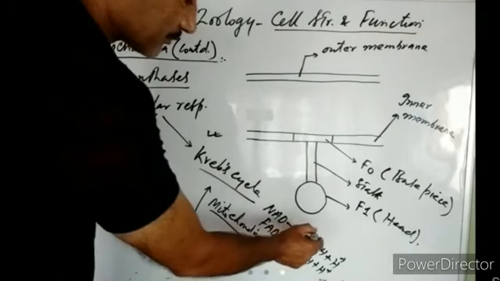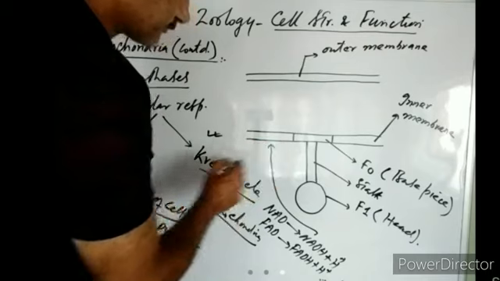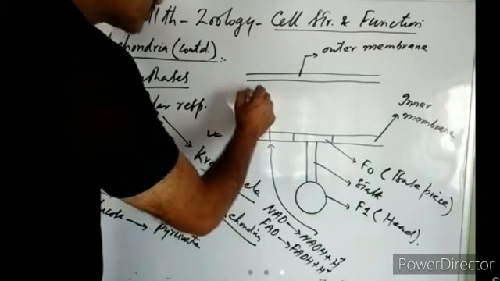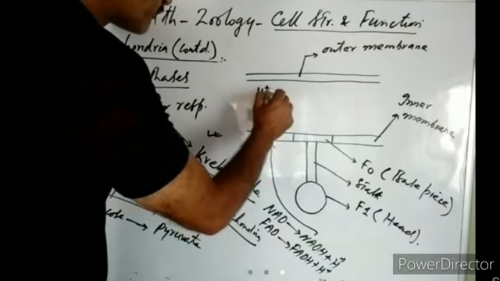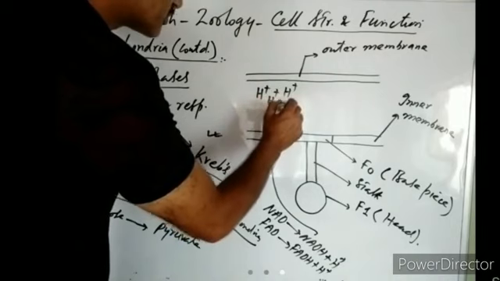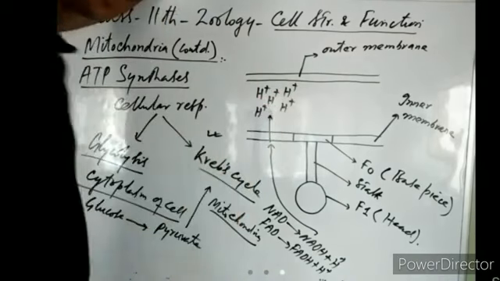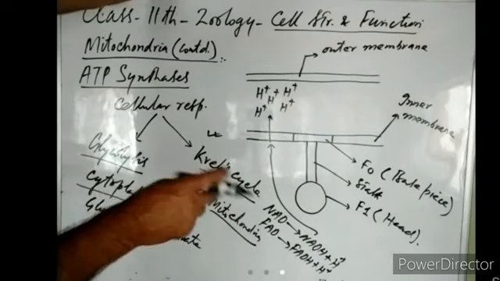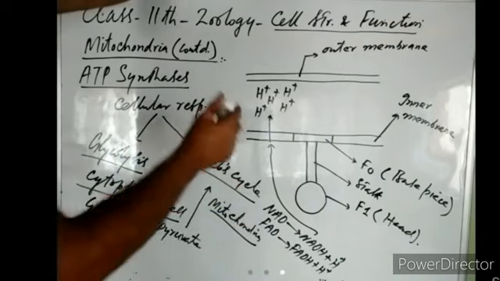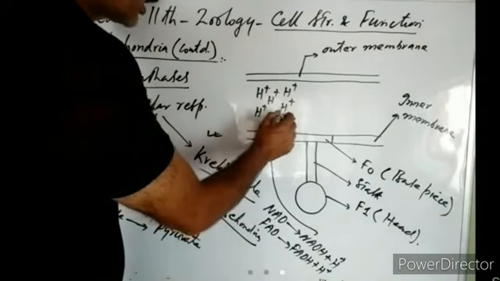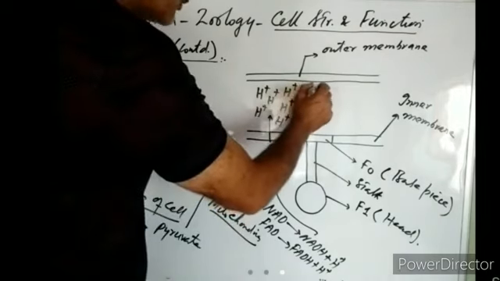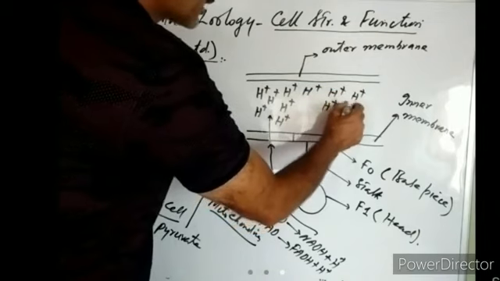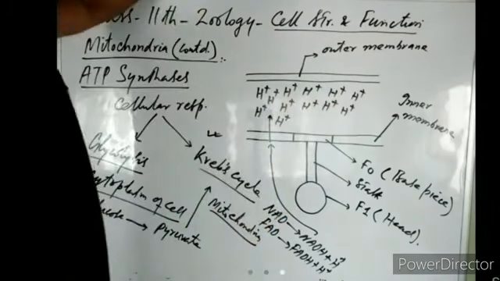Then these reduced coenzymes release protons. And those protons are transported into the outer chamber of mitochondria. You know, there is an electron transport chain, electron transport particles, that helps in the carriage of these protons into the outer chamber. As these protons accumulate in the outer chamber in high concentration, they create a proton gradient.